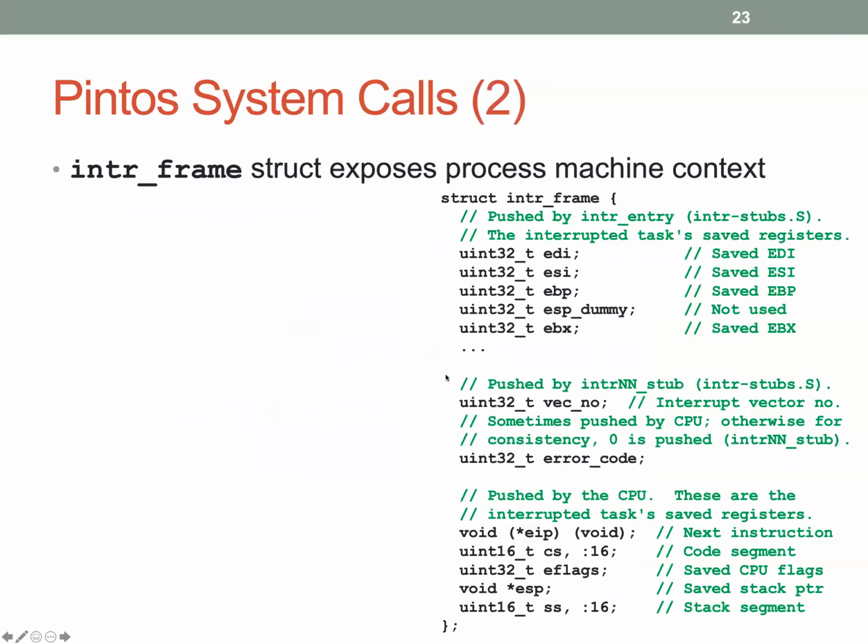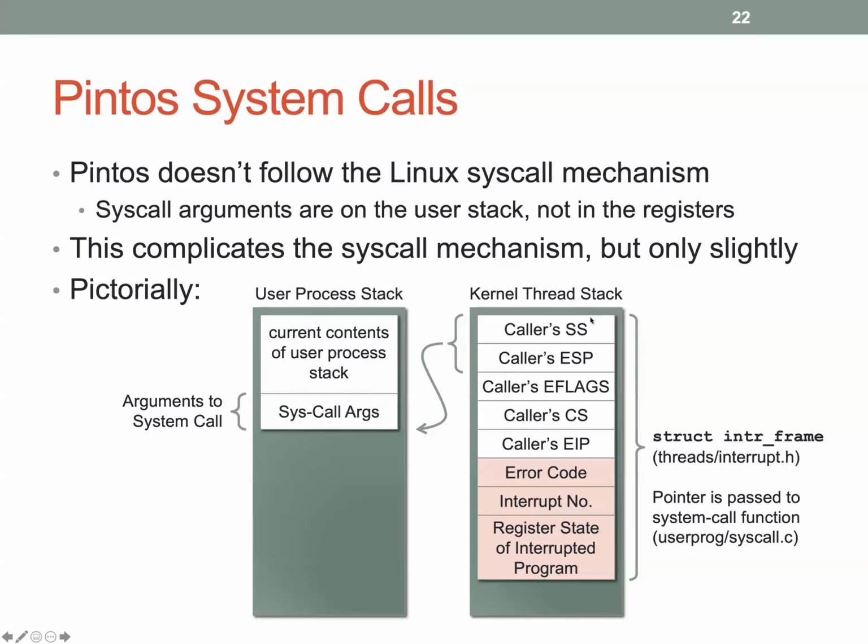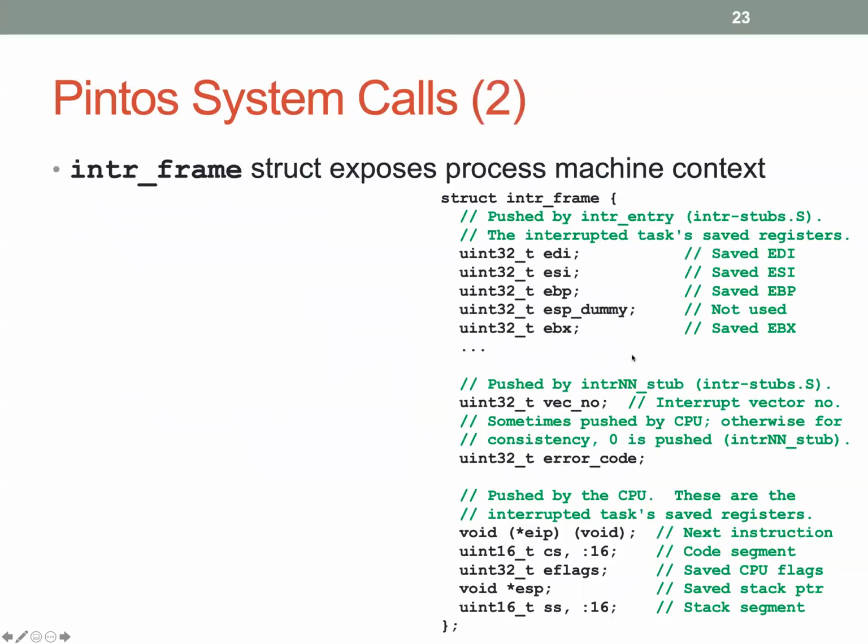intr_frame is the beast that exposes all of those values. I'm going to go back. You have all of this stuff that's on the stack. All of this stuff is exposed through intr_frame. Now, the way that C lays out data structures is important to understand as well. The first field in a struct gets the lowest address. The second field in the struct gets the next address.